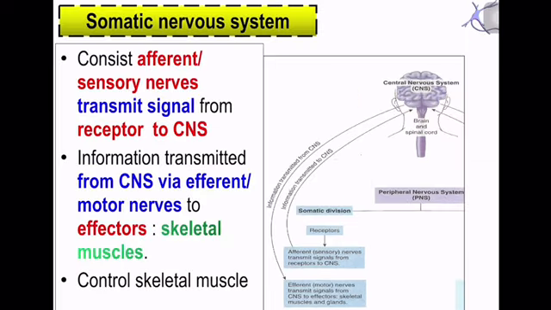For more knowledge about somatic nervous system, it consists of afferent or sensory nerves or neurons that transmit impulses in the form of electrical signals from receptor to CNS, and information that is transmitted from the CNS via the efferent motor nerves will be transmitted to the effector, for example, the skeletal muscle, and it will control the skeletal muscle contraction and relaxation.